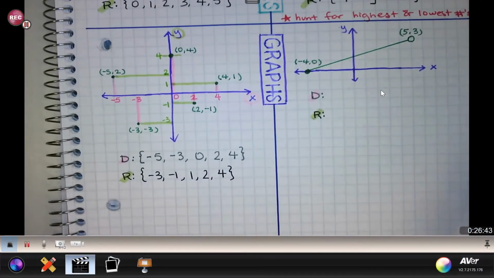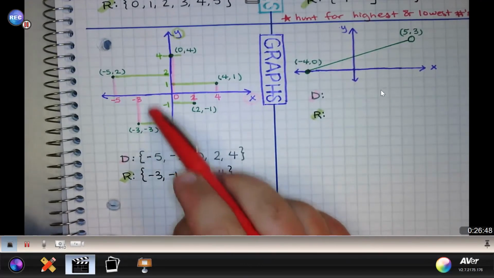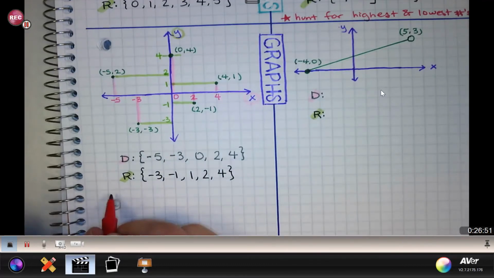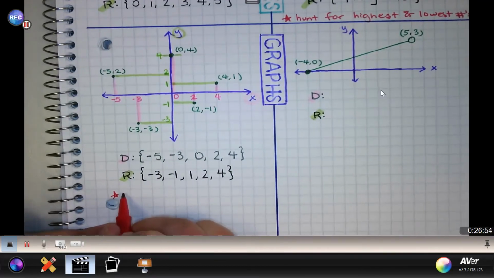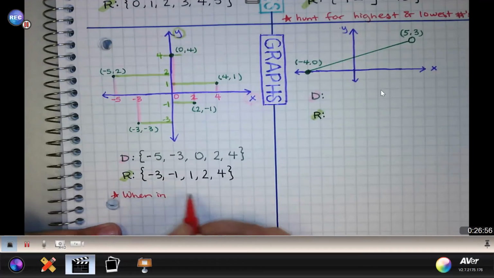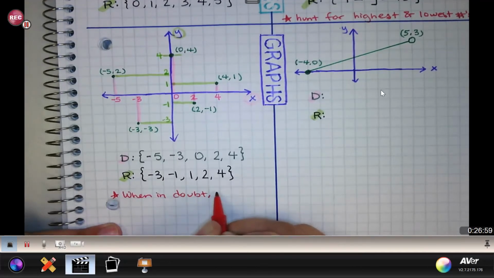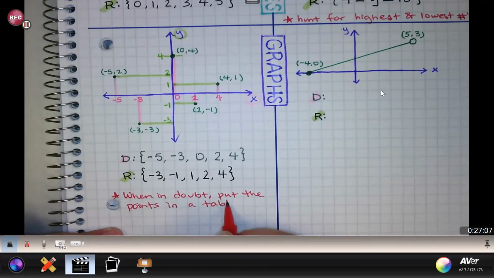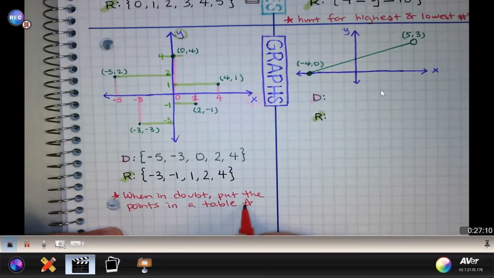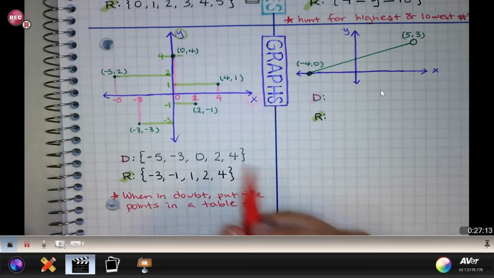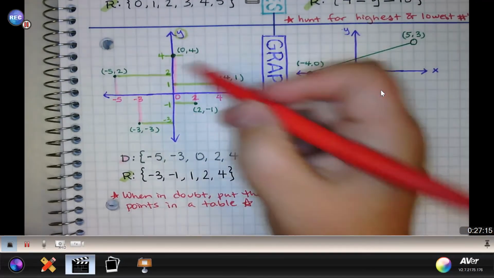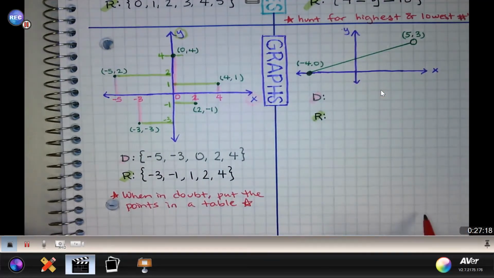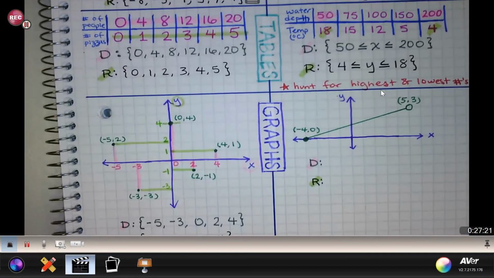Now, if you ever get stuck on this and you forget what to do, because sometimes these lines can be confusing, it's nice that I've color coordinated them, but when in doubt, put the points in a table. And then you can do it like the step above. Okay, so you could just create a little XY table and pull each of the points. It doesn't even matter if they're in order, and then you do what you did up here. Okay?